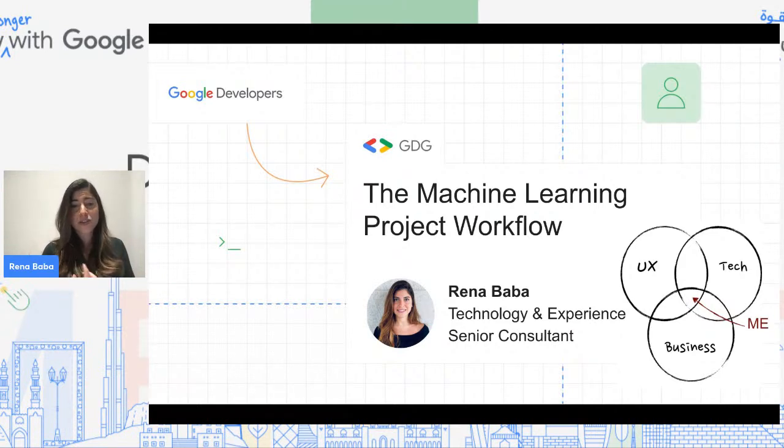I'm a technology and experience senior consultant, and today I will talk to you about the machine learning project workflow and a lot of technical challenges that will come up when you're dealing with machine learning, but also, and I think the interesting part is going to be some of the business challenges that you might face in real life and how to tackle them.